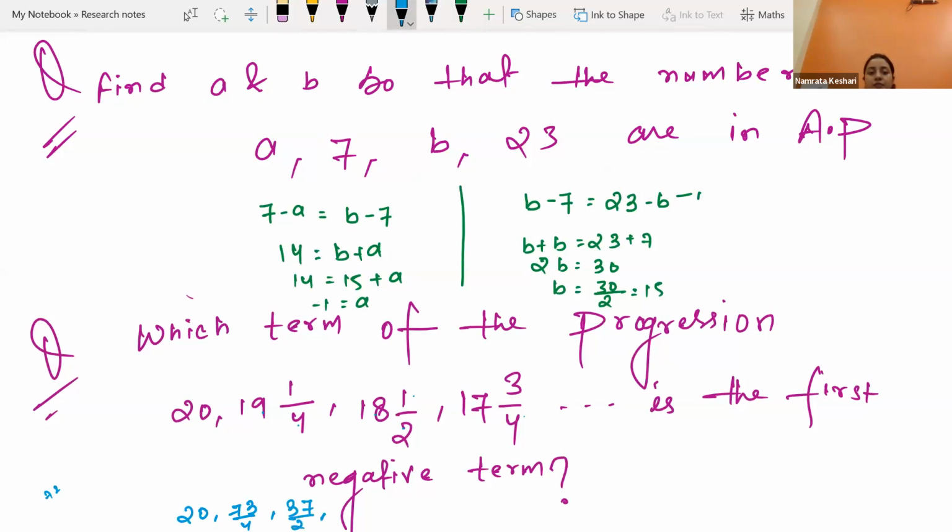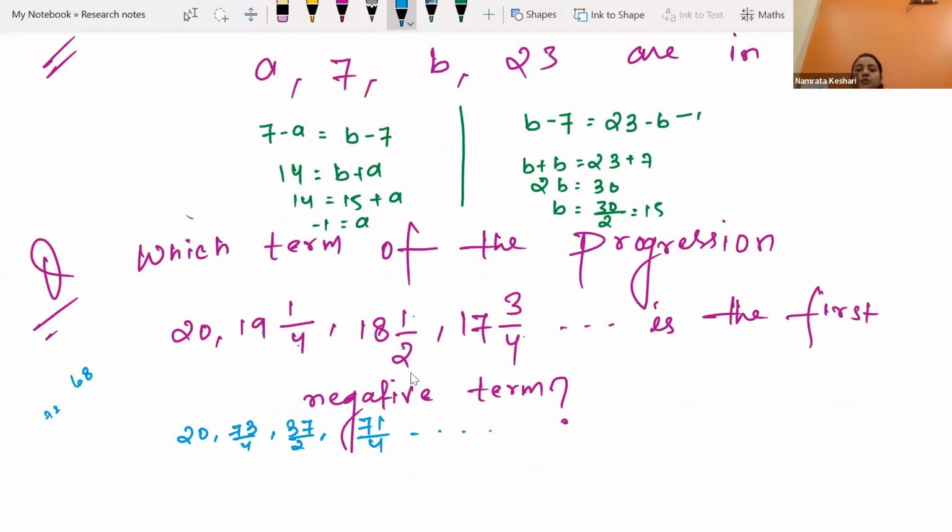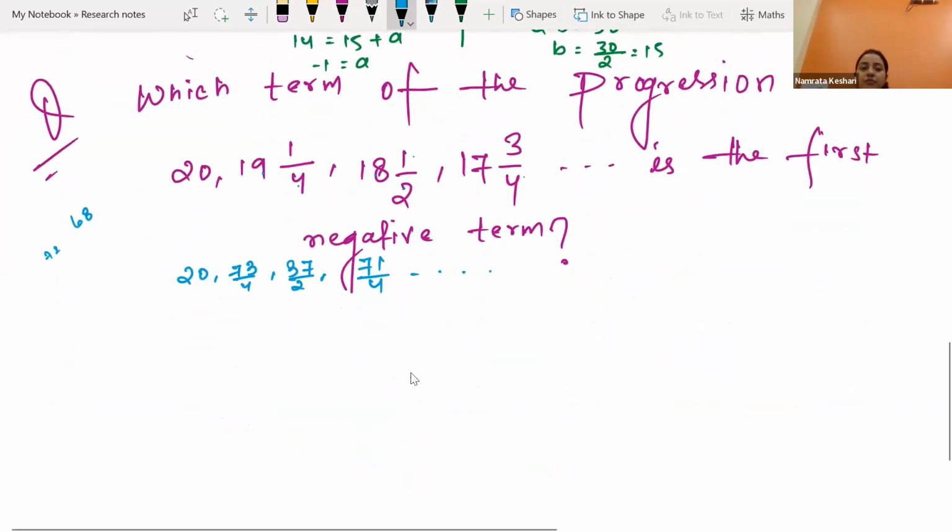Next term 71 by 4. Okay, this is how the sequence is going. Let's see which term is the first negative term. But is it in AP? Let me check quickly. Is it in AP or not?